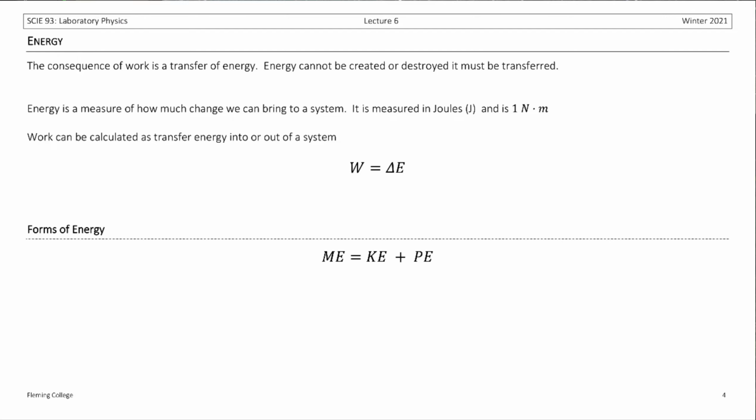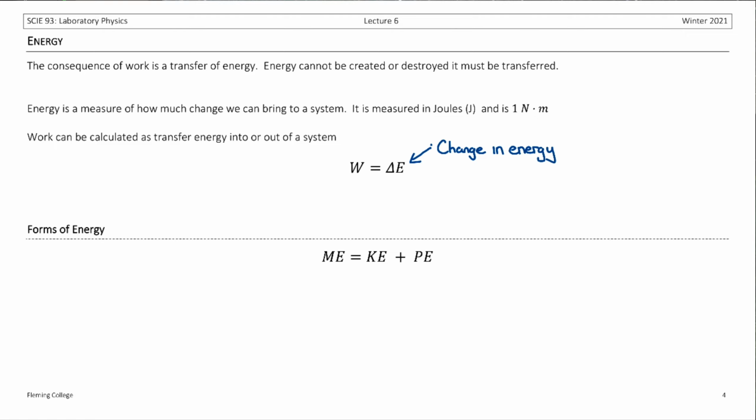Energy is measured in a unit called the joule, and in fact the joule is defined as a Newton multiplied by a meter. We should note that work is also measured in joules. We saw that work can be calculated based on the amount of force applied over a displacement. Work can also be calculated as the change in energy of a system. So here, delta E represents change in energy.